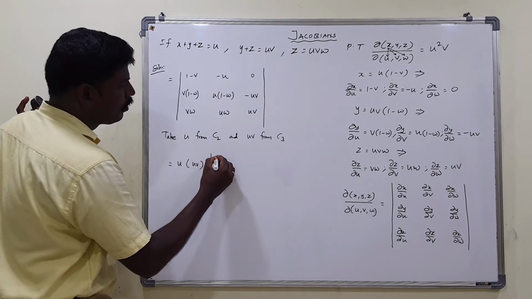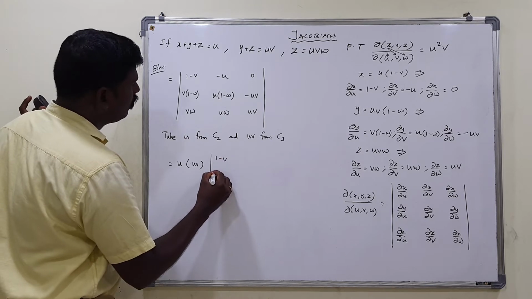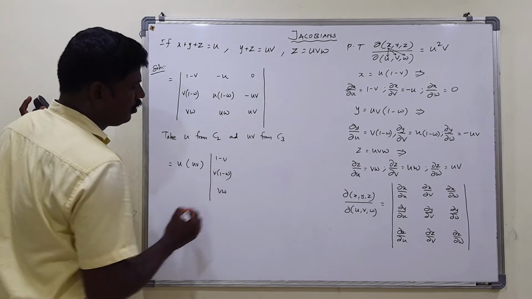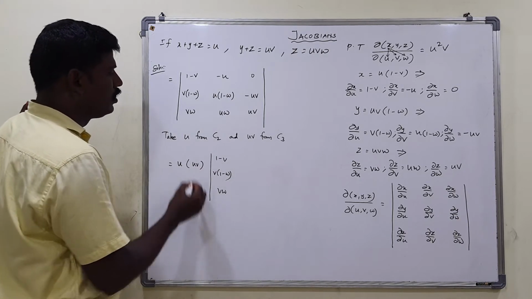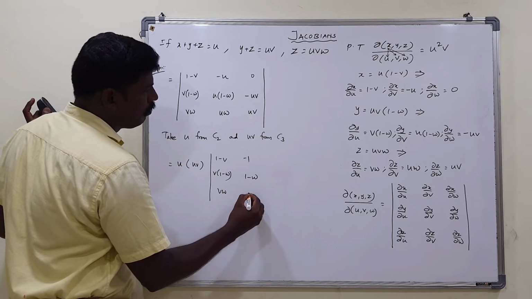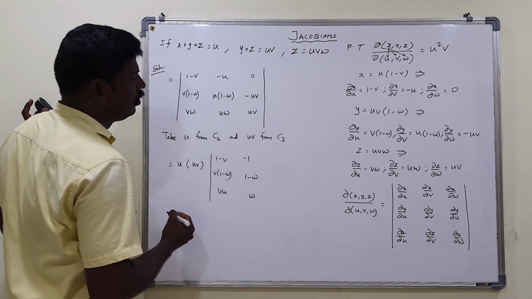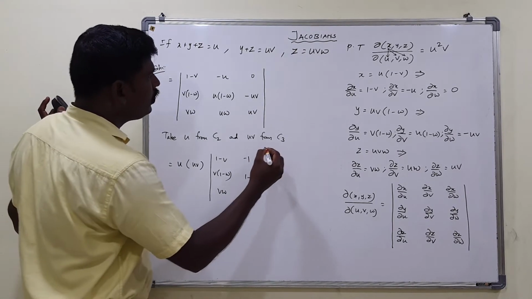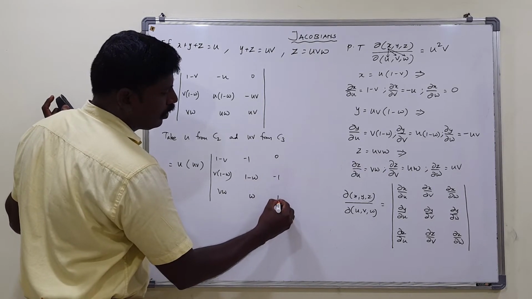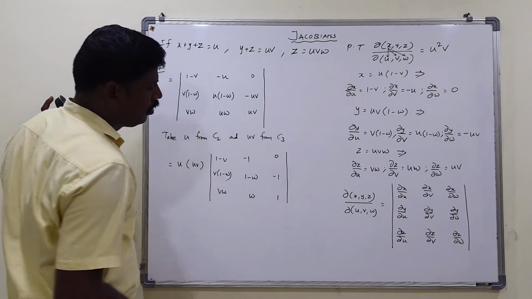So the determinant becomes 1 minus v, no change in C1, isn't it? So I write it first, right? So there is no change in C1. C2, we are taking u as common, so minus 1, 1 minus w, w, isn't it? And then C3 becomes 0, minus 1 and 1. Is it right?